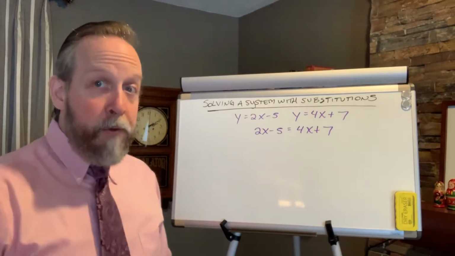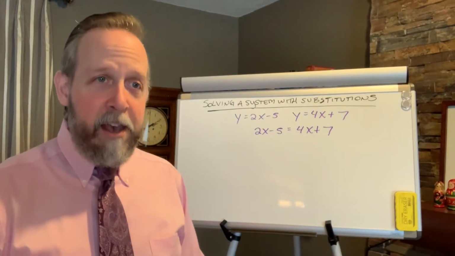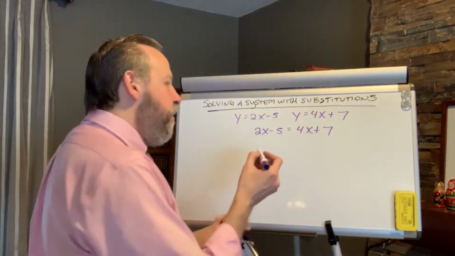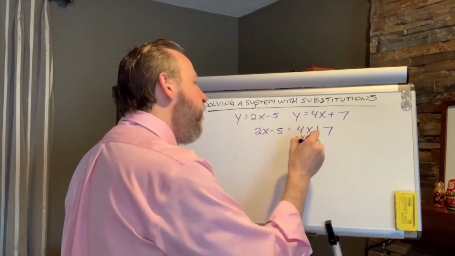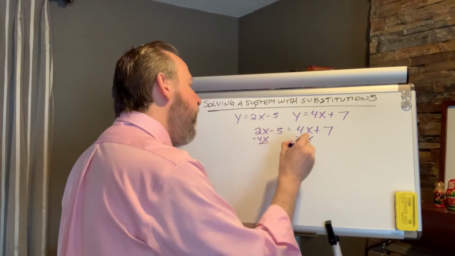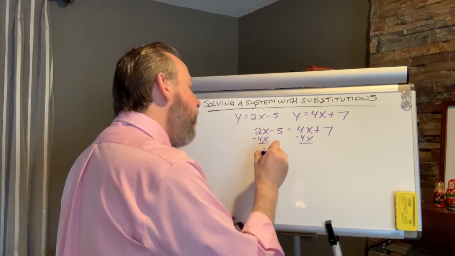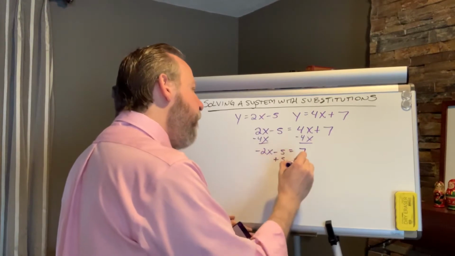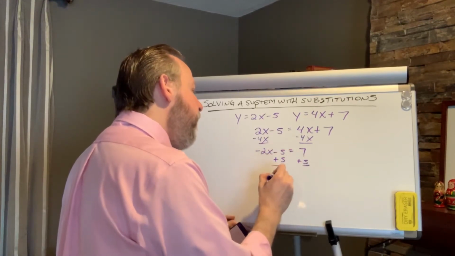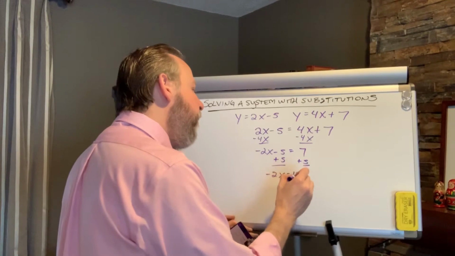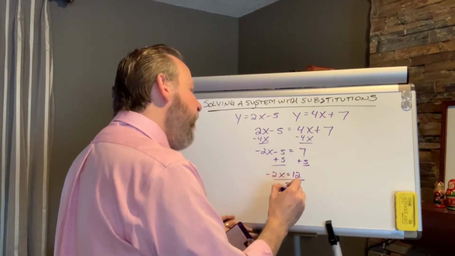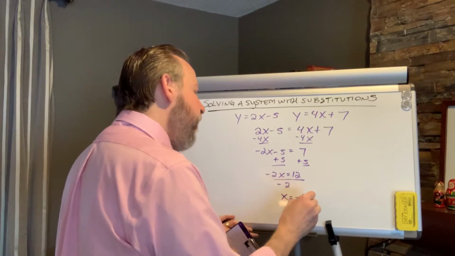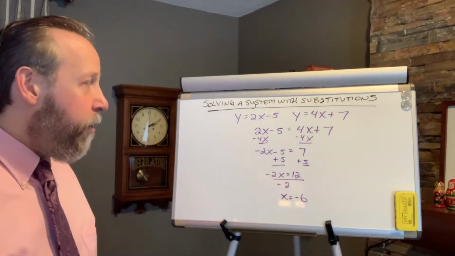So I'm going to remove the y's and just set the x portions equal to each other. Now we're going to solve it. Obviously, we have to subtract 4x from both sides. That gives me negative 2x minus 5 equals 7. I'm going to add 5 to both sides. Negative 2x equals 12. And I'm going to divide by negative 2. That gives me my answer of negative 6. Everyone see how that worked?